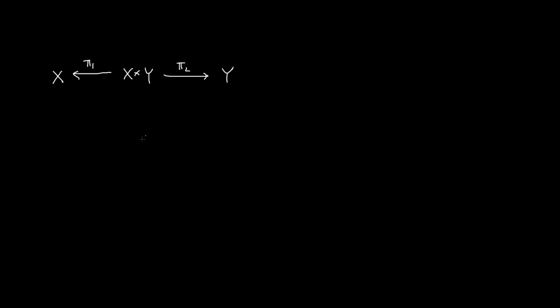And it must have the property that for every object C, and for any two morphisms x and y, there exists a unique morphism, let's call it z, such that pi1 z is x and pi2 z is y.